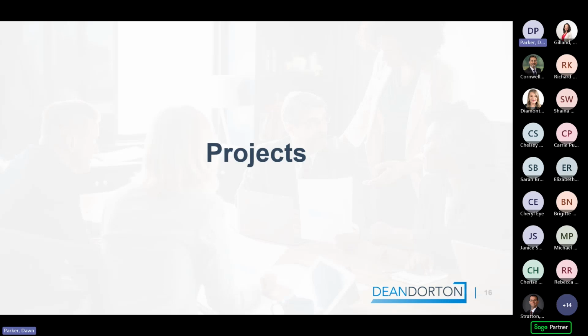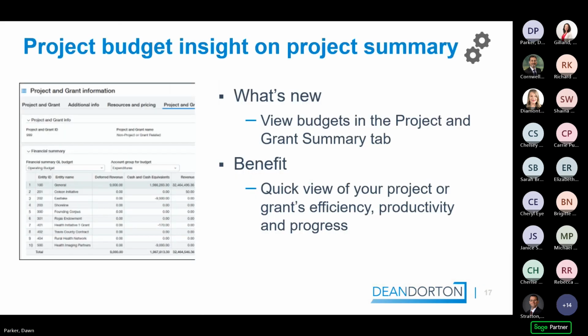Okay, if you have the projects or grant module, you should be super excited about this next feature. This allows you to view your budgets in your project or grant summary tab. So if you see in the graphic over to the left, it's cut off a little bit, but you see it's clicked on the project and grant summary tab. And on that tab, you now will be able to compare your budget to actuals. So that is a great enhancement that allows you to view your project or grant's efficiency and productivity and progress all on that one tab if you subscribe to the project or grant module.